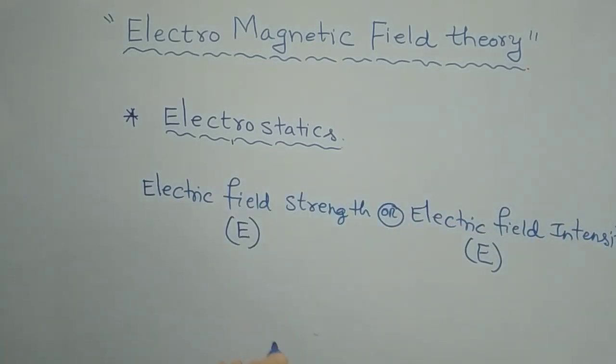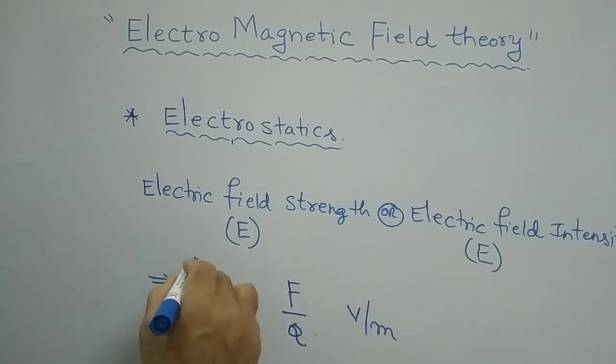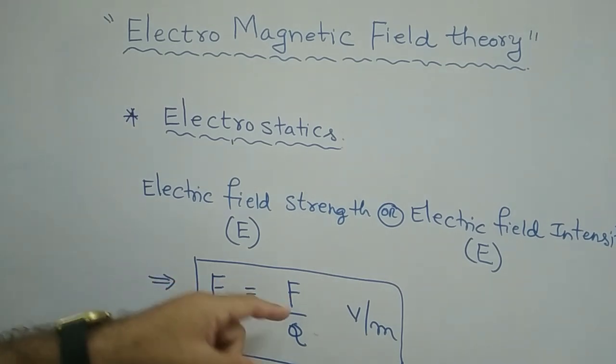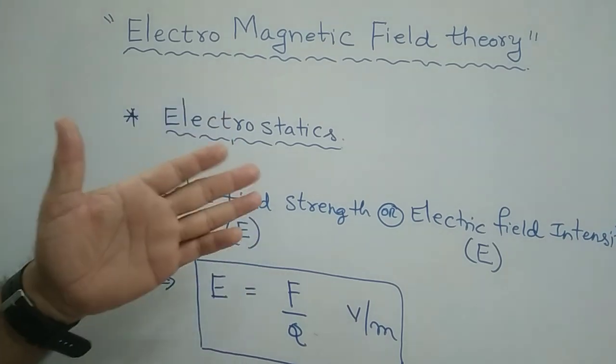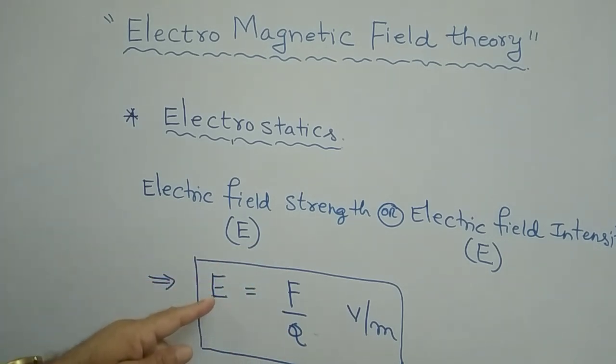Here it is a simple mathematical expression only. There is no theory to learn by heart or to read. The electric field strength E is mathematically given as Coulomb's force per unit charge. It is measured in volts per meter. This is the simple expression that you need to remember, and it is very useful in your competitive examinations. E = F by Q. Once you know the Coulomb force, which we saw in the last presentation, that force divided by the charge Q gives the value of E, the electric field strength or electric field intensity.